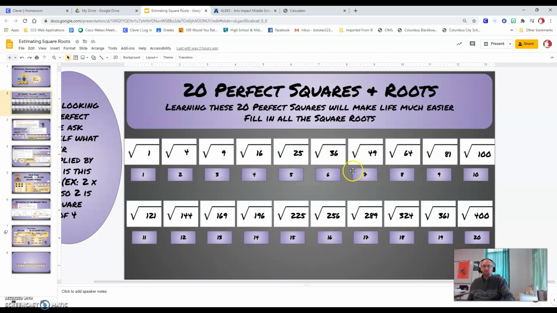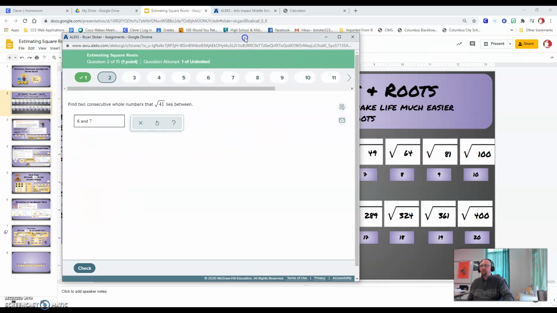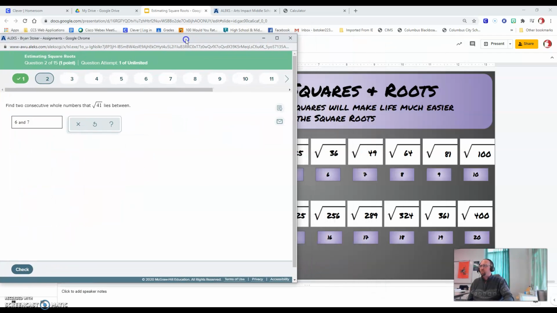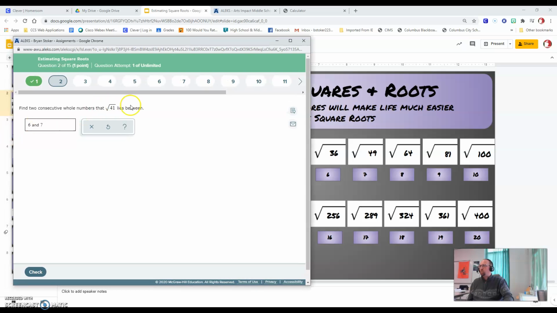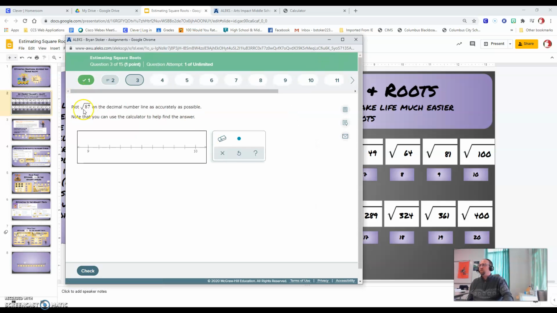So that means the square root of 41 falls between 6 and 7. And again, how did I find that? I know, I'm going to move this just a little bit for you to see. I know the square root of 41 falls between these two, so that means that it falls on a number line between 6 and 7. Okay.